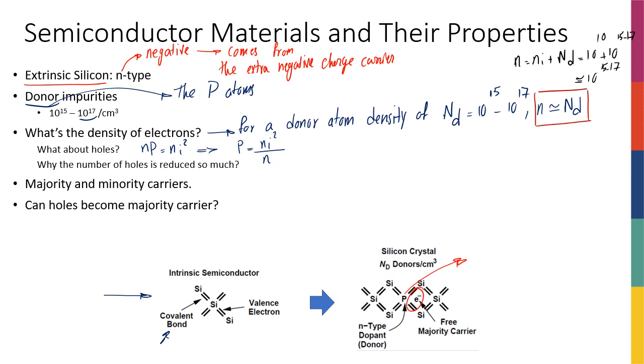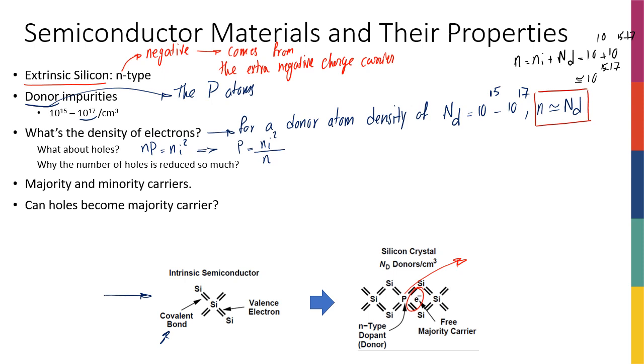Now, for an ni that is 10 to the power of 10, the ni squared becomes 10 to the power of 20, and n is 10 to the power of, let's say, even if it's the smaller one, 10 to the power of 15. It means that p is going to be 10 to the power of 5, which means that it's actually pretty low, right?